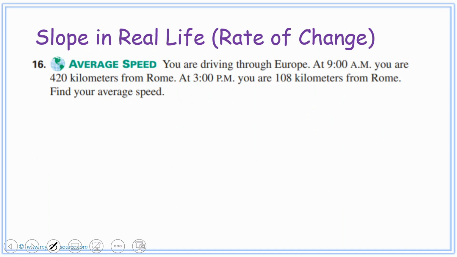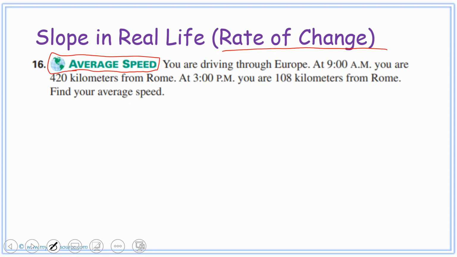All right, so now let's just go ahead and see how we can use slope in real life. We normally call this rate of change, depending on the situation. An example of rate of change is miles per hour. That's rate of change and can be mapped on a graph as slope. So here we see average speed, exactly what we were referring to.